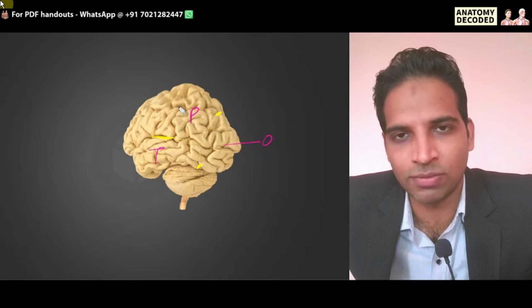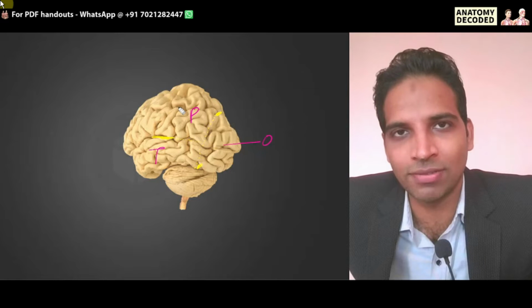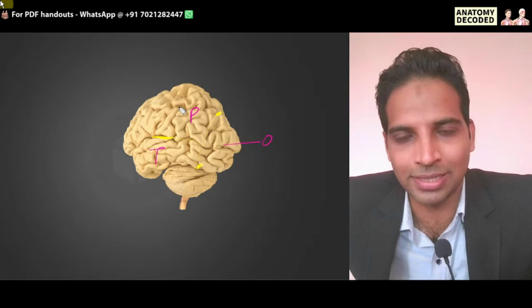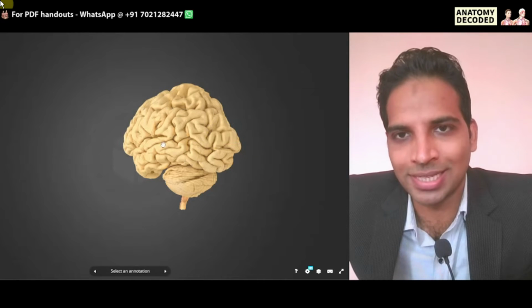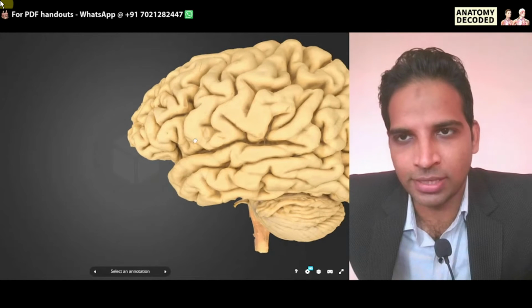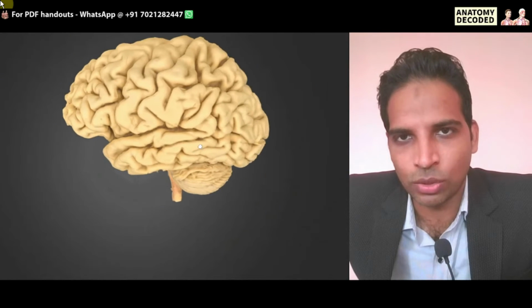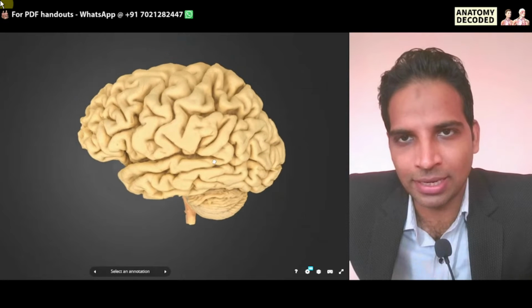Now that we have divided the lobes, we should learn about the various sulci and gyri in each lobe and in relation to the various surfaces. First, let's start with the superolateral surface. Two important sulci we have already covered: one is the central sulcus and the other is the lateral sulcus. Once we have identified the central sulcus, there is a gyrus in front of it, referred to as the precentral gyrus.